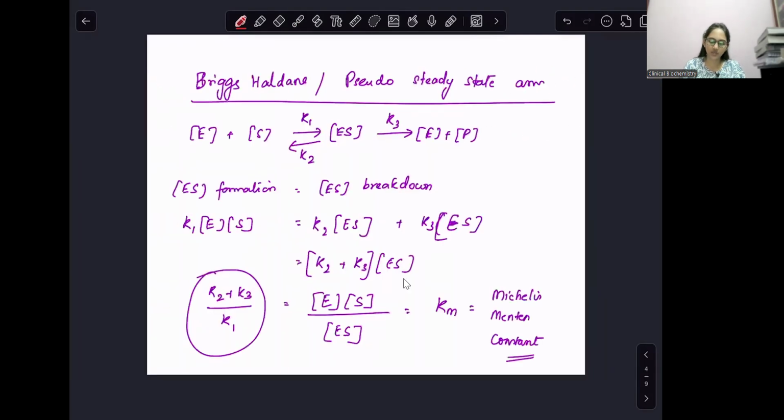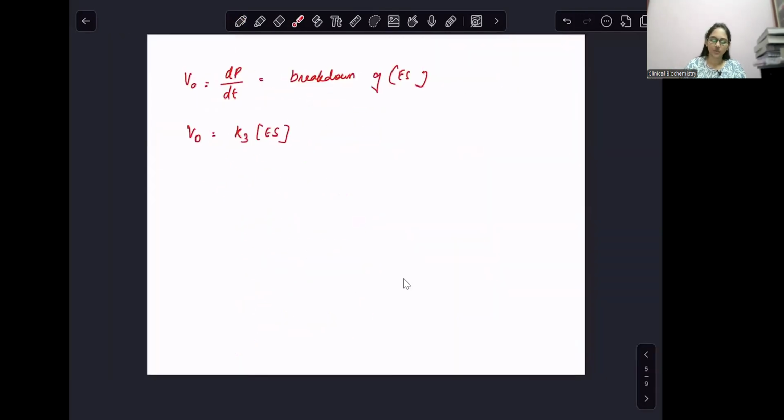Yes, so we have this equation, right? So how this enzyme substrate complex is going to break down into enzyme and product with the rate constant K3. That is what is called the V0, which is the velocity, which is nothing but the rate of change of product per unit time. So V0, I can write it as K3 and enzyme substrate complex. So this is one equation that we will remember.